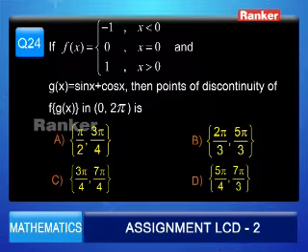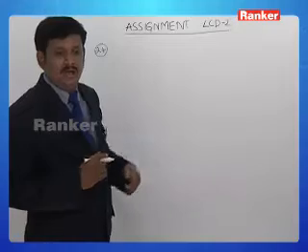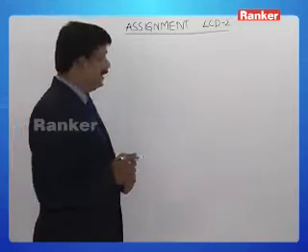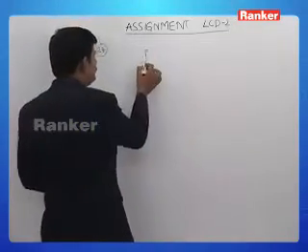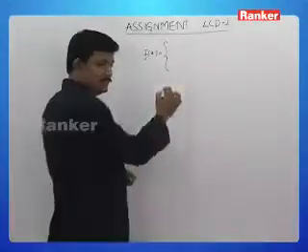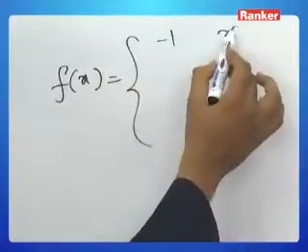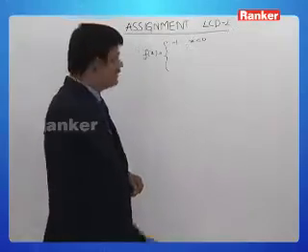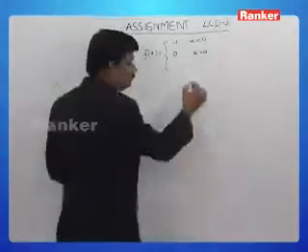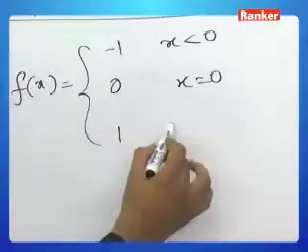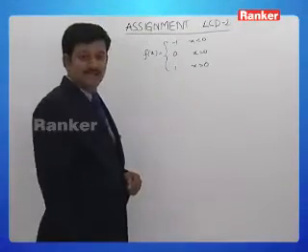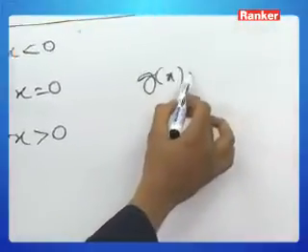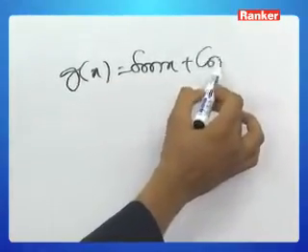If f of x is equal to minus 1 if x is less than 0, 0 if x is equal to 0, and 1 if x is greater than 0, and g of x is equal to sin x plus cos x, then we need to find the points of discontinuities of f of g of x in 0 to 2 pi. F of x is given to be minus 1 if x is less than 0, 0 if x is equal to 0, and 1 if x is greater than 0, and g of x is given to be sin x plus cos x.